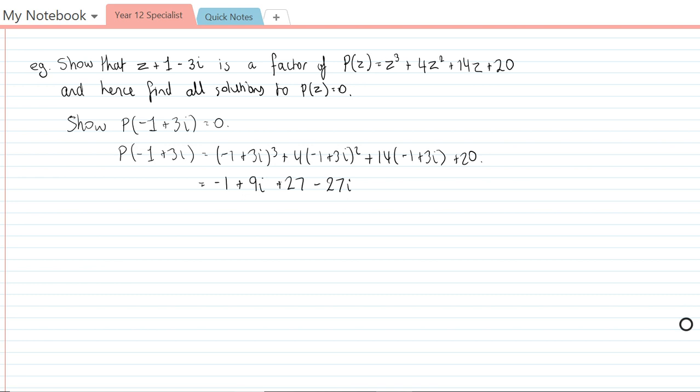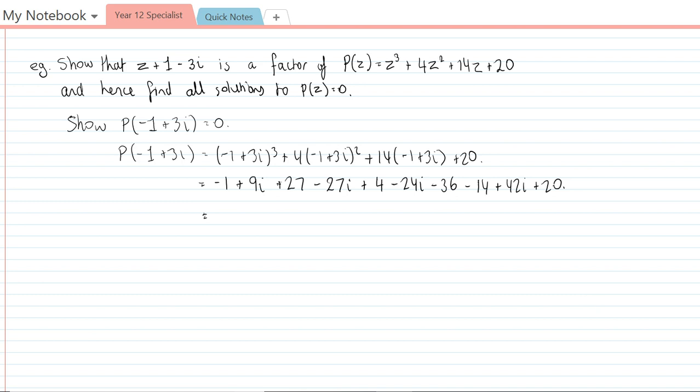Then going to have a plus 4, a minus 24i, and a minus 36. So that's the second bracket there expanded out. Then we've still got a minus 14, we've got a plus 42i, and we've also got a plus 20 on the end there. So that's quite a long one, and I'm just going to try to simplify it down.